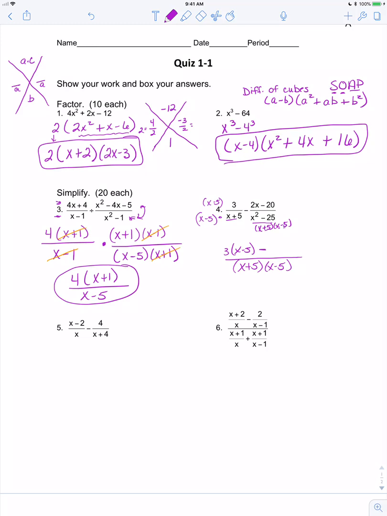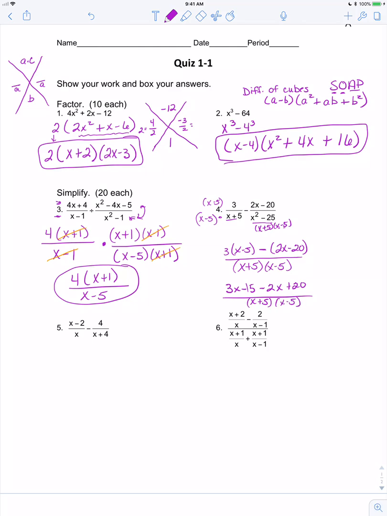Minus, well, this one has our denominator under it, so we don't need to change that, but it's 2x minus 20. And remember, we're subtracting that, so we're going to have to make sure we distribute that minus sign. Okay, so let's work on that top. We've got 3x minus 15 minus 2x plus 20 all over the x plus 5, x minus 5.